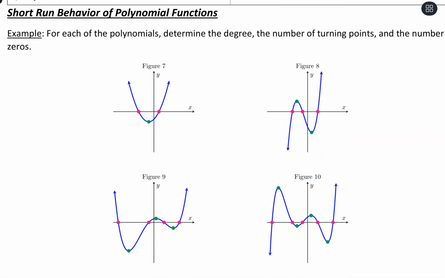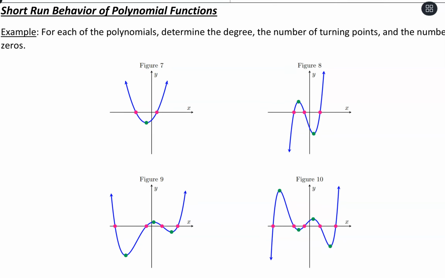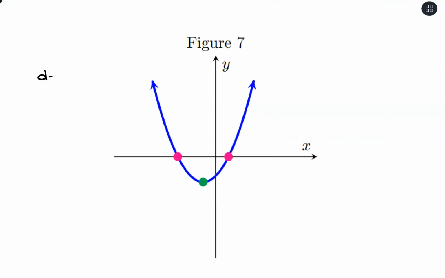All right, so that's how we can use the leading terms to figure out our long-run behavior. Then in terms of short-run behavior, what we can think about are zeros and turning points. Zeros are where we cross the x-axis. With each of these, we're just going to talk about the degree, the turning points, and the number of zeros. With this first one, we have a degree 2, or really an even degree. Let's just say even or odd. So let's say even degree. Turning points, that's the green point right there. It's where we switch from increasing to decreasing or decreasing to increasing. So we have 1 turning point. And then the number of zeros, we have 2 zeros.